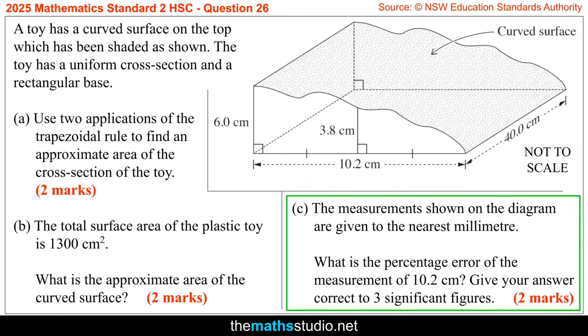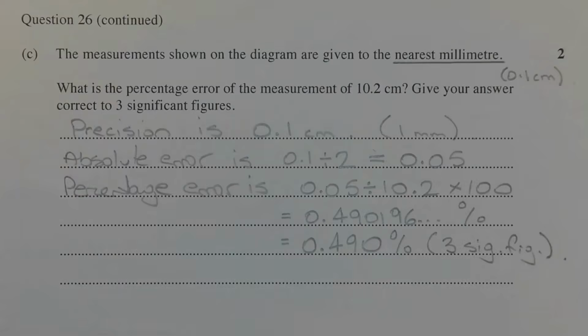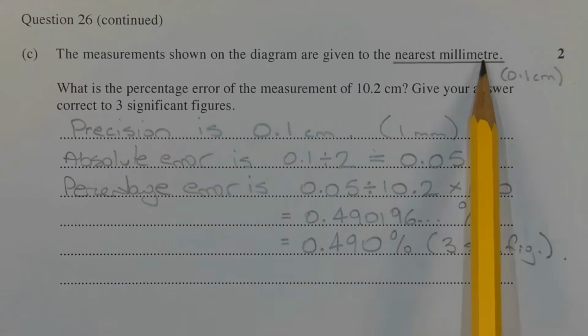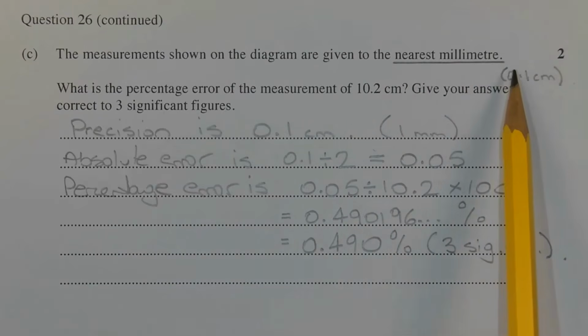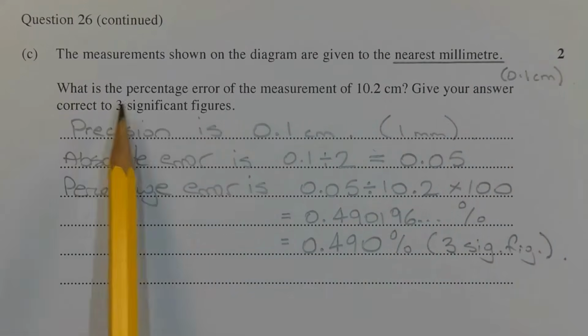Part C. The measurements shown on the diagram are given to the nearest millimeter. What is the percentage error of the measurement of 10.2 centimeters? Give your answer correct to 3 significant figures. It is stated that the measurements shown on the diagram are given to the nearest millimeter, which is the same as saying to the nearest 0.1 centimeters. This implies that the precision or the accuracy of those measurements is 0.1 centimeters.